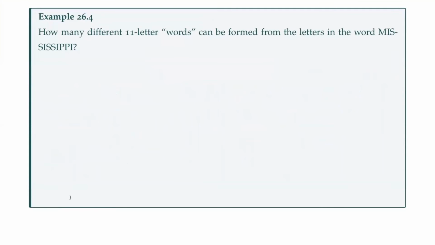Okay. Lastly, today we're going to think about what happens when we try to form different words from a word that has lots of repetition. So here we've got the word Mississippi, and we know that we have lots of repetition here. We have 4 I's, 4 S's, and 2 P's. And suppose we want to think about the total number of different 11-letter words that can be formed from the letters that are in this word Mississippi.